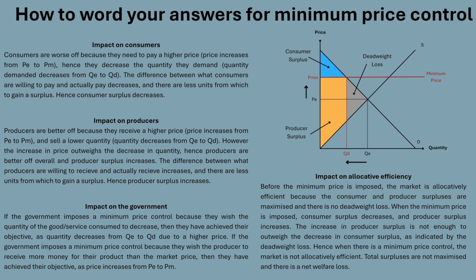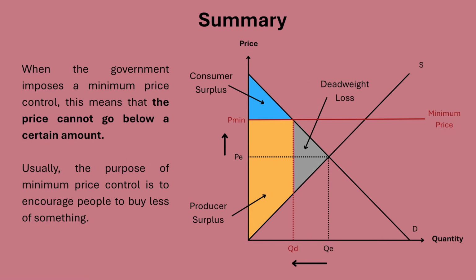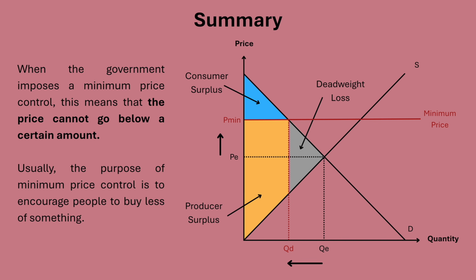Great, so here's now a summary of the key things you need to know. When the government imposes a minimum price control, this means that the price cannot go below a certain amount. Usually, the purpose of a minimum price control is to encourage people to buy less of something. And here's the graph with all the information on it. You need to know how to draw the graph, how to draw in the consumer surplus, the producer surplus, and the deadweight loss. You'll also then need to know how to explain the impact on consumers, producers, the government, and allocative efficiency.